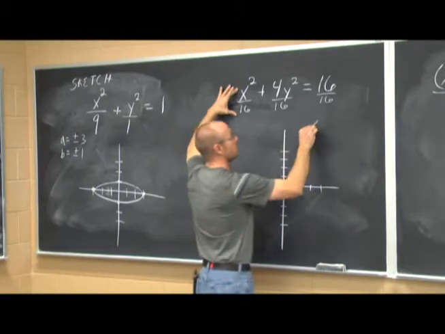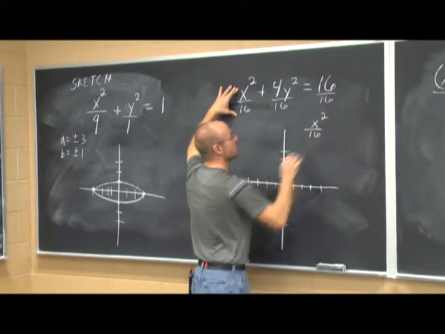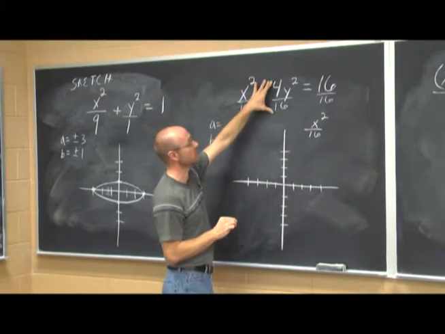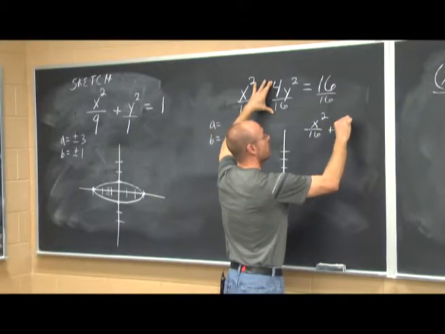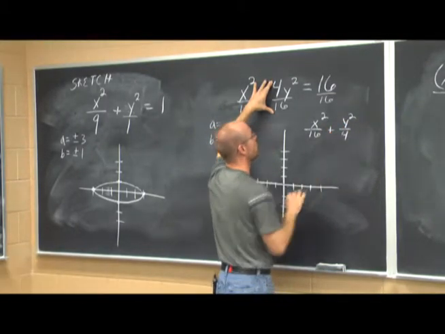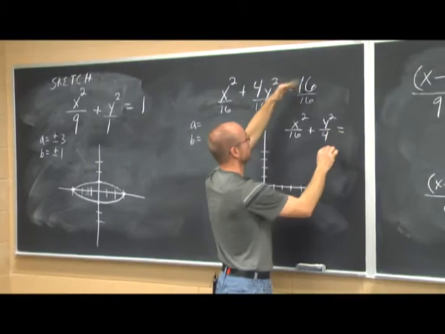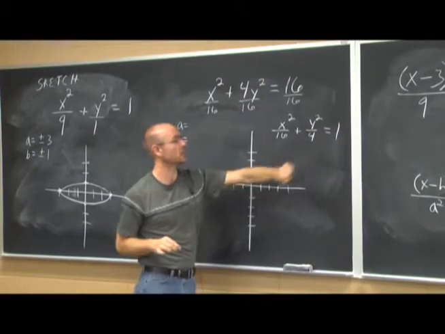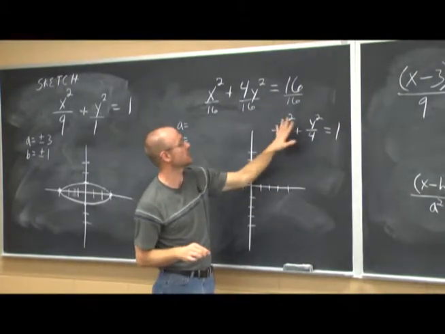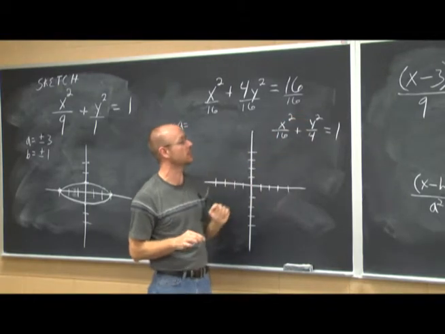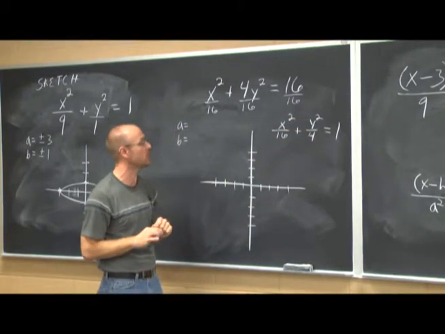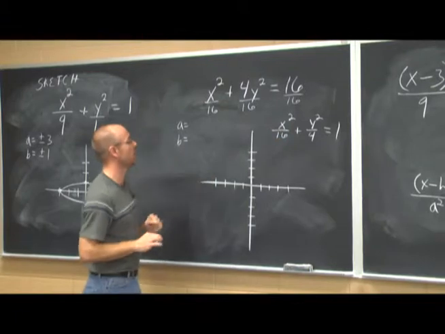This here doesn't simplify. It's x squared over 16. But 4 over 16 reduces to a quarter. So I have y squared over 4 equals 16 divided by 16 is 1. Now it's set equal to 1. Again, I assess this and say, OK, I'm not adding or subtracting anything to my x's or y's, so it's centered at the origin. Let's find that a value.